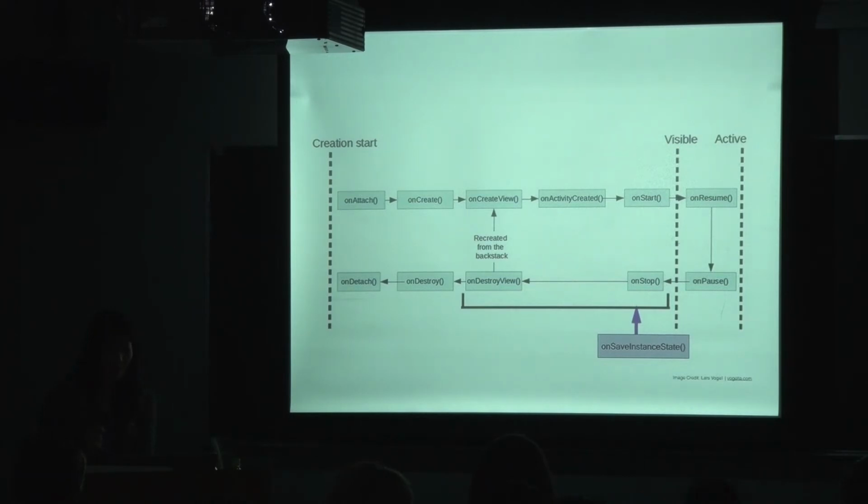There's no on restore instance state like in the activity lifecycle. Instead, the bundle object is passed to on inflate, on create view, on view created, on activity created, and on view state restored. Like activity, the bundle passed to these methods will be null unless it's restored from saved state.